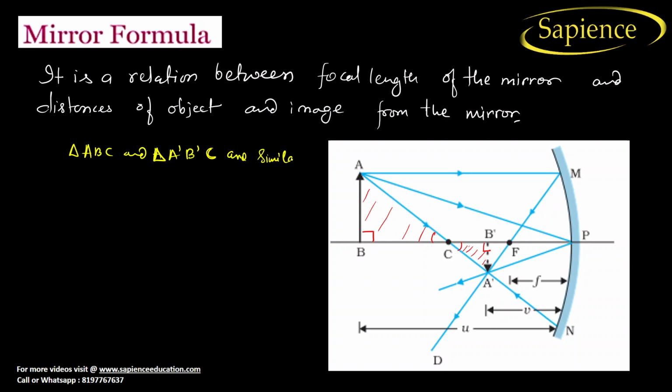Are similar. So if both triangles are similar, can we write the relation AB divided by A dash B dash is equal to CB divided by CB dash. So this is equation 1.